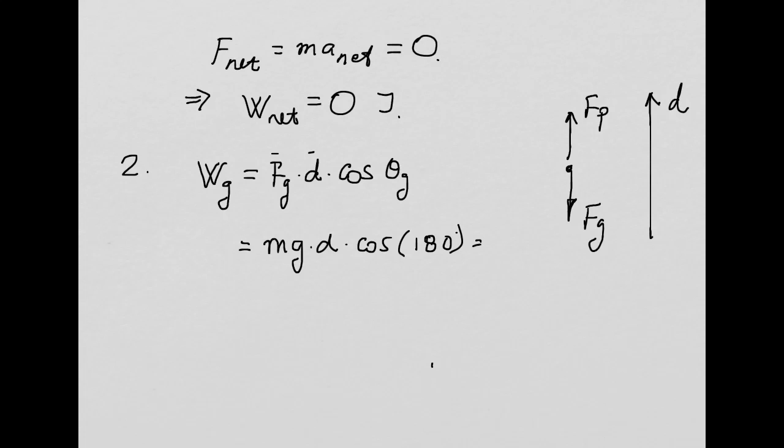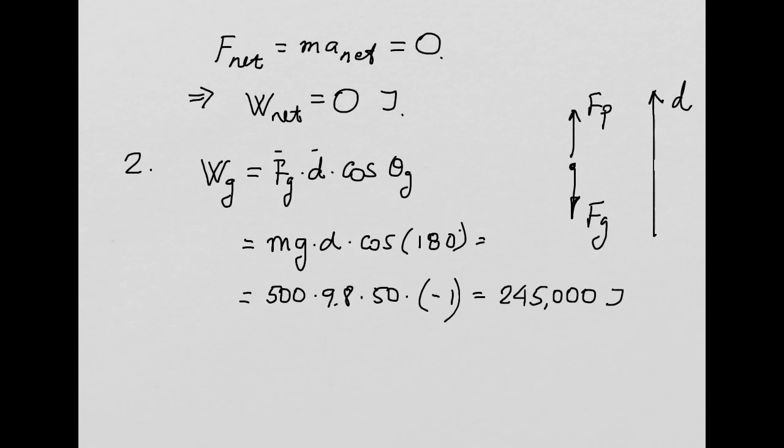Now we can simply plug in, because we know everything now. Mass is 500 kilograms times 9.8 times 50 meters times -1. That equals -245,000 joules. I forgot the negative sign over here. So this is the work done by gravitational force.